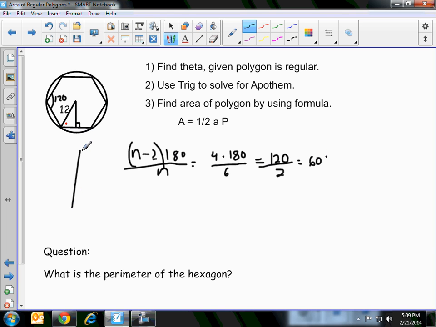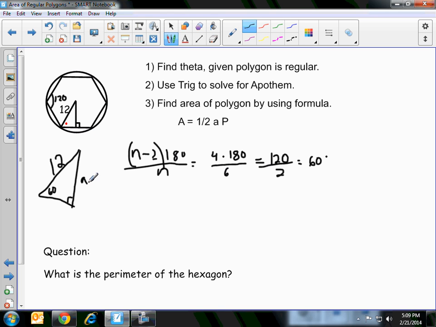So I have a small triangle. Let's see if I can draw this a little crooked here. Theta is 60. I know my radius, which is located here in the picture. That is my hypotenuse. Well, how do I know that? It's opposite my 90 degrees. My hypotenuse is always located opposite the largest angle. Since in a triangle, if my angle is 90, that is the largest angle. So there's my hypotenuse. So I'm going to use trigonometry to find my apothem.